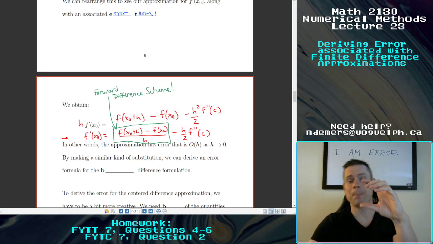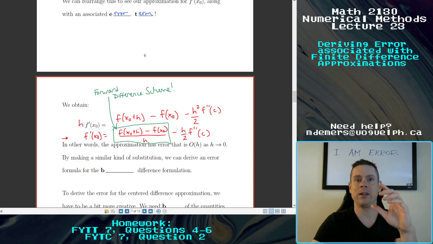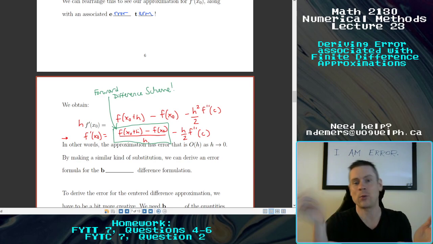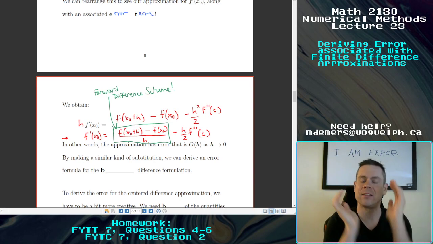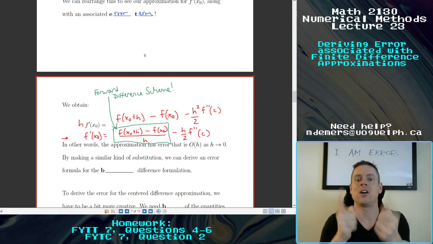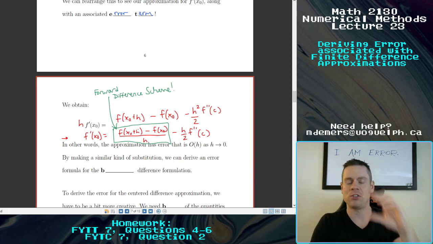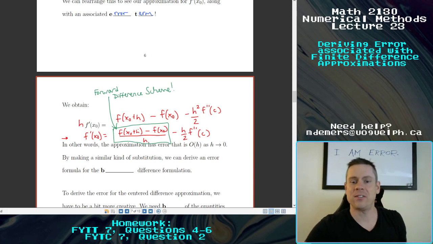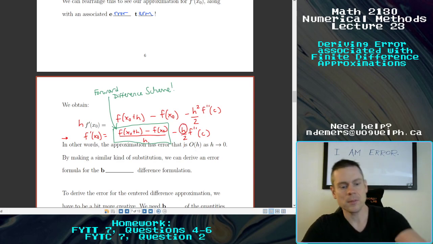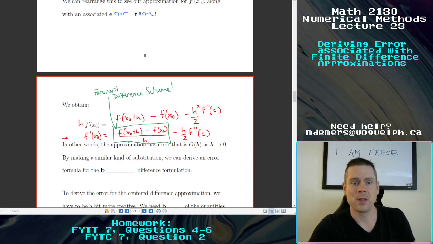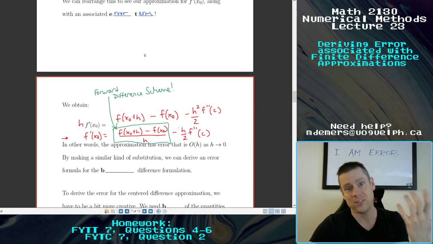C is some number between, well, it's x0 and x0 plus h, because that's what we subbed in for the x. So c is some number in there. We're evaluating a second derivative at that number. This is a constant. h over 2 times another constant. This quantity depends on h. That's our error term. And it grows the larger the step size is, right? Or it tends to. So this here is our error term.